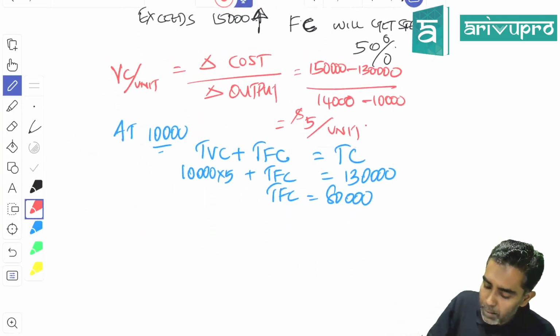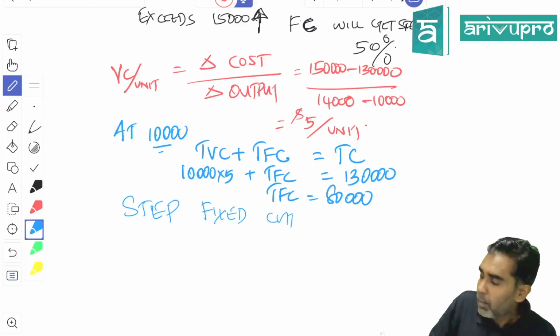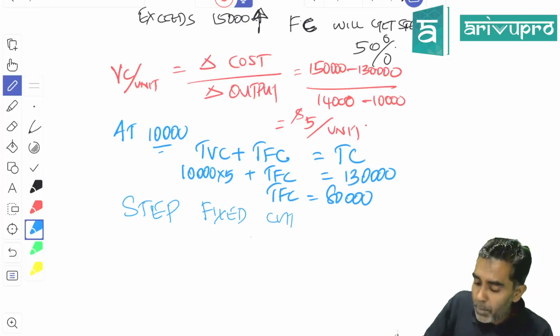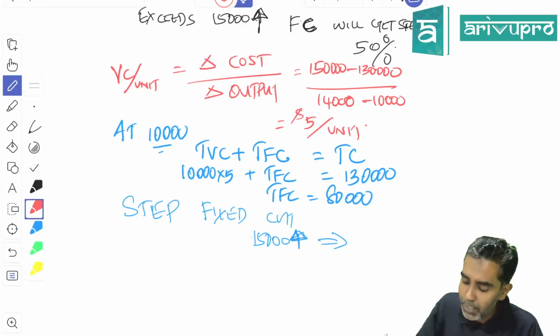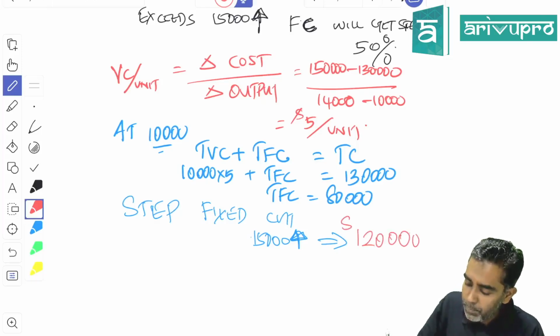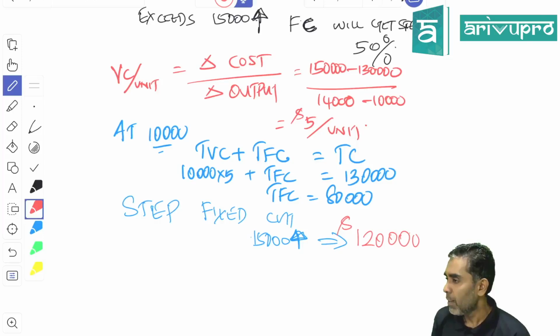Let's get the step fixed cost as well. That is applicable when you are passing more than 15,000 units. Step fixed cost would increase by 50%. Therefore, step fixed cost would be $120,000. Is that understandable?